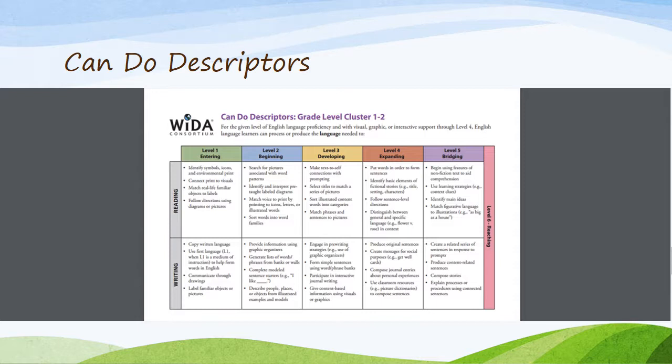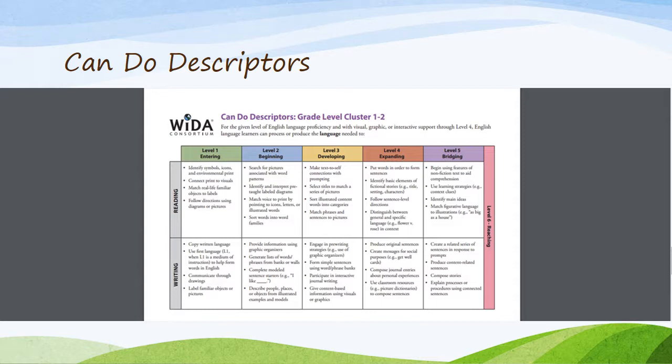This is an example of grade cluster 1 to 2. For reading, you can expect your newcomer ELL to be able to identify symbols, icons, and environmental print, connect print to visuals, match real-life objects to labels, and follow directions using diagrams or pictures.